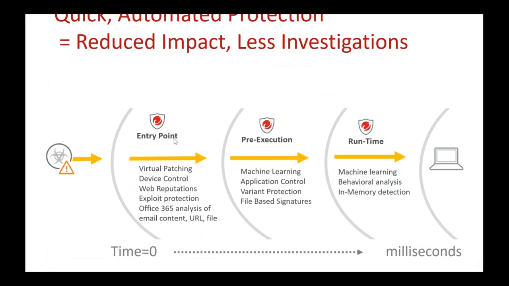Apex One, we are following in Trend Micro, we are always following the systematic way of protecting against threats. At the entry point, we have virtual patching, device control, web reputation, exploit protection, Office 365 analysis of email content, and then URL file. So all these things will be happening at the entry point, and in the pre-execution stage we have a set of detection technology, a set of prevention technology, and during the runtime we have a set of prevention technologies.